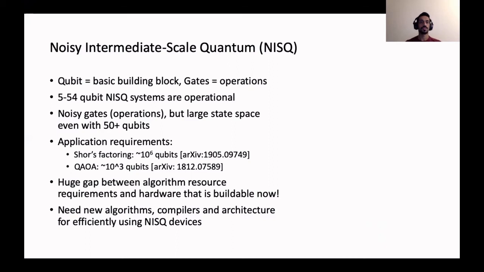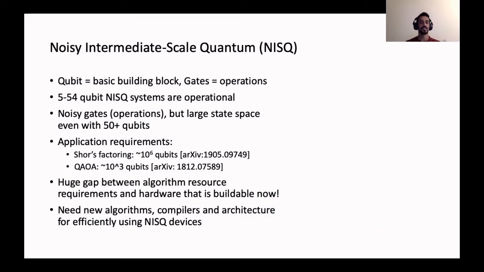Quantum computers are composed of qubits. These are the basic building blocks of the system, and the operations we can do on these qubits are called gates. Currently we have 5 to 54 qubit systems which are operational, and the gates that we can apply on qubits in these systems are noisy. So these systems are called noisy intermediate scale quantum systems.